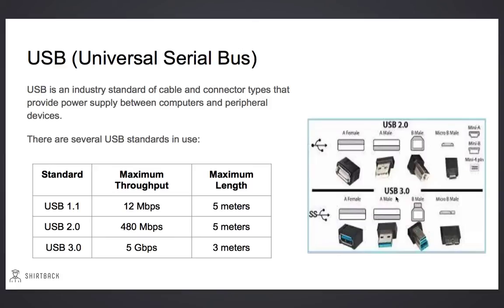Many of the peripheral devices you're familiar with use a 2.0A or 3.0A connection. We typically use the 2.0B and 3.0B for peripheral devices such as printers. We have 3 different standard cable types in USB: 1.1, 2.0, and 3.0. Each of them have their maximum throughput speed and cable length in the table.